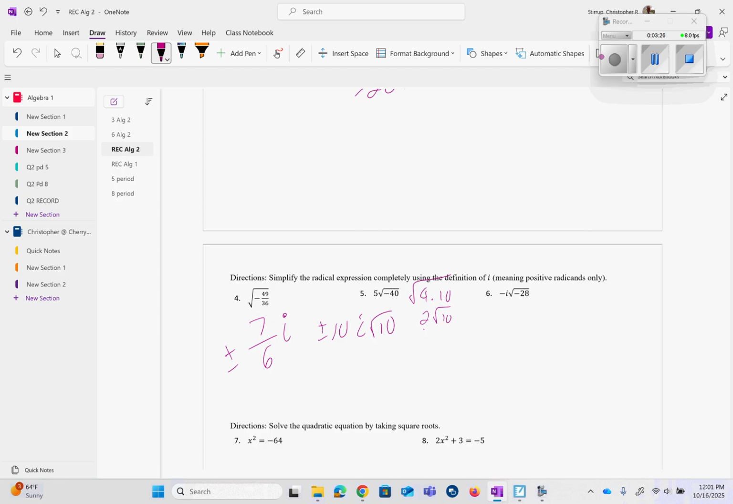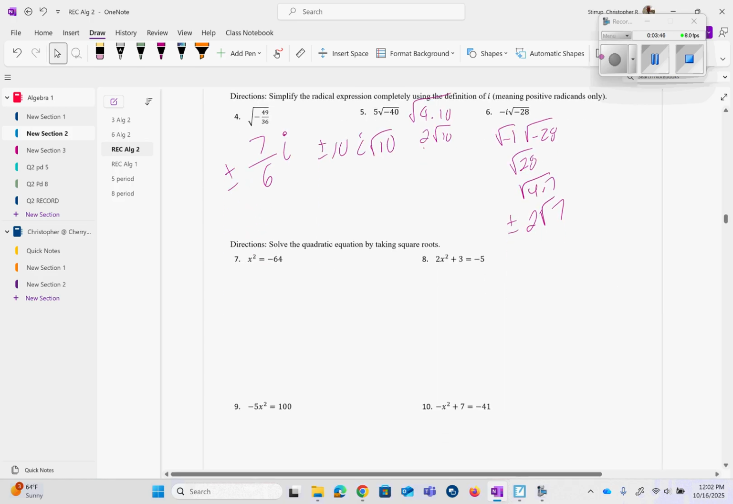And then I have a negative i here. Uh-oh. So what's going to happen? Well, negative i is the same thing as square root of negative 1, right? Negative times negative is positive. And then I can break 28 down to 4 times 7. So that's going to be 2 root 7. Okay. You can put the plus minus. It's not necessary, but as far as this class goes, we're fine with it, okay?